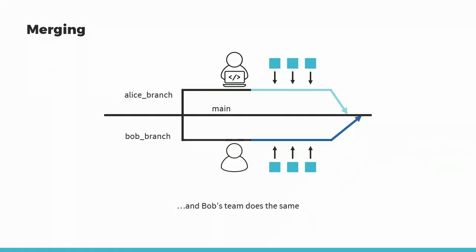And once Alice's team is done, maybe at some point Bob's team will finish working on their feature and they'll merge back to the main as well. At this point, the main branch for our project now has both features, both from Alice's team as well as Bob's team.